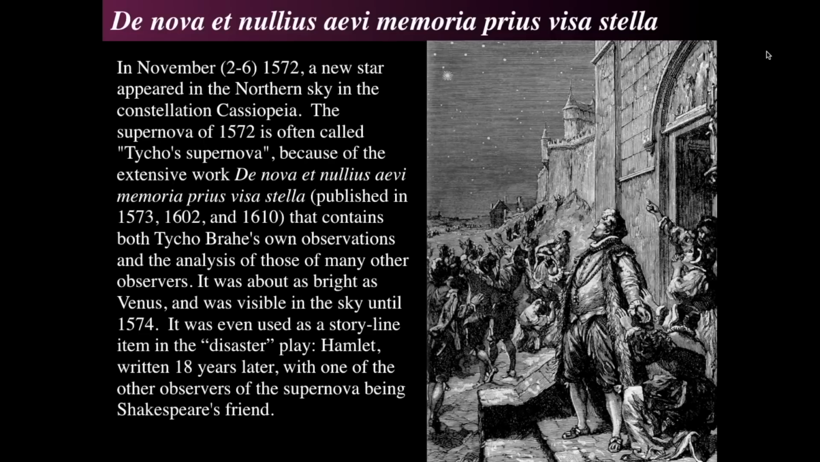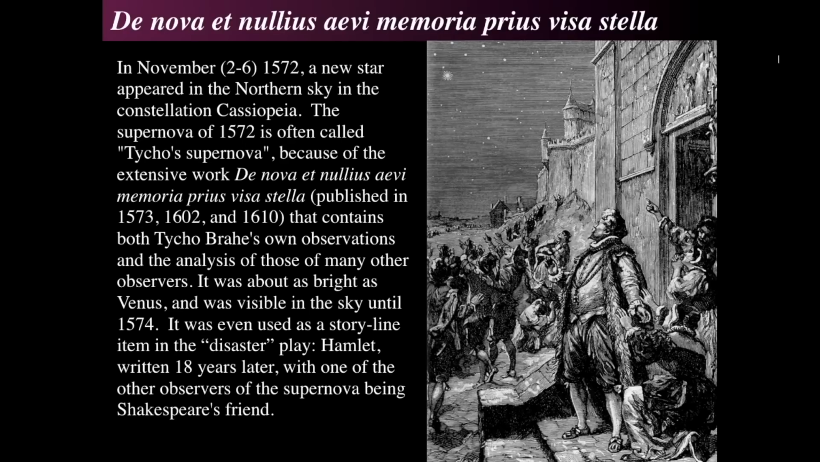Now Tycho Brahe made his name on this. He was really good at being a publicity hound, and he wrote extensively about this in his book De Nova de Nullis Aevi Memoria Prius Visa Stella, meaning the new star. And he published it 3 times, once in 1573, again in 1602, and finally a 3rd time in 1610. It contains all his observations and the analysis of some other observers, including some of his competitors whom he disrespected and threw some shade on, which was really kind of cool.